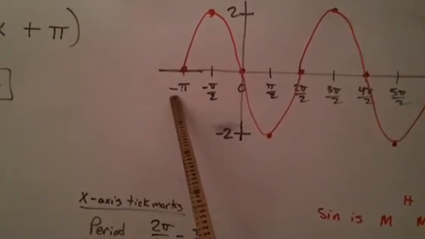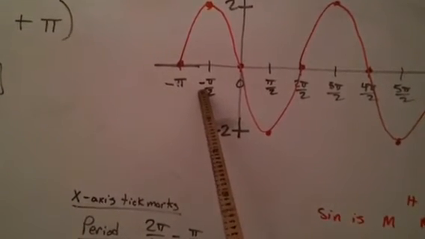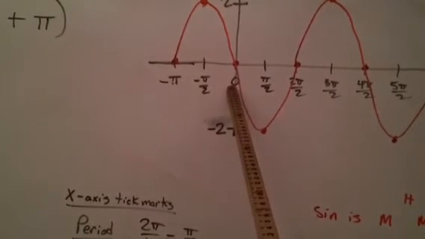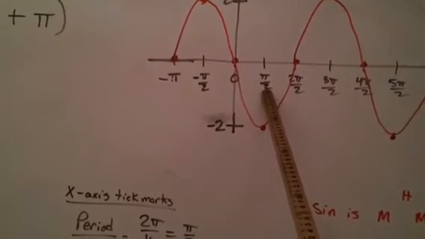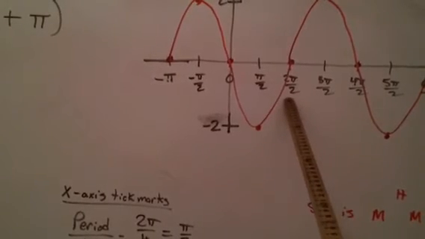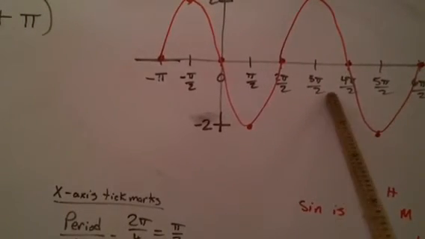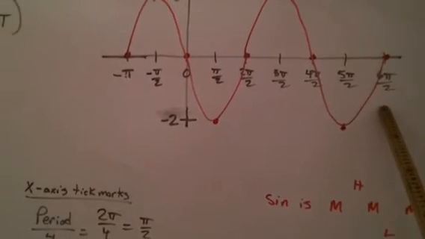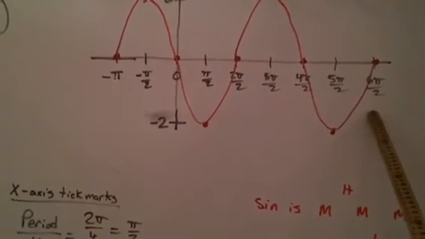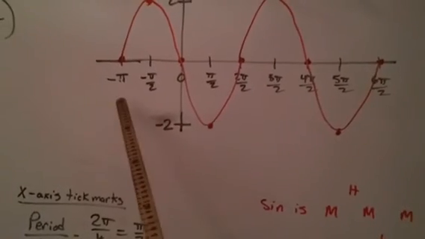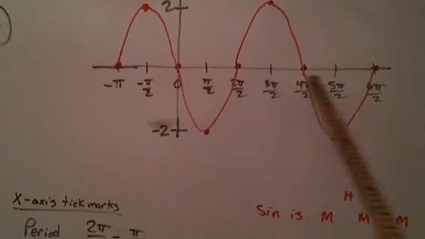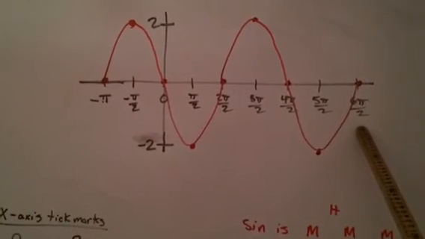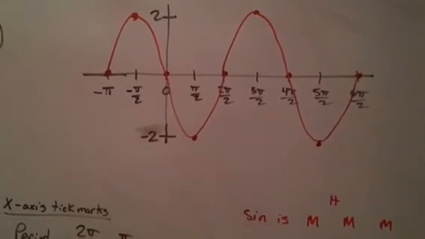So starting from -pi, I've got 1 mark. 0 counts as a mark, so that's 2 marks. And then 3 marks, pi over 2, 2 pi over 2, 3 pi over 2, 4 pi over 2, 5 pi over 2, and 6 pi over 2. So there are 8 marks counting by pi over 2's, starting at -pi and eventually ending at 3 pi. And this will be 2 periods of the graph.